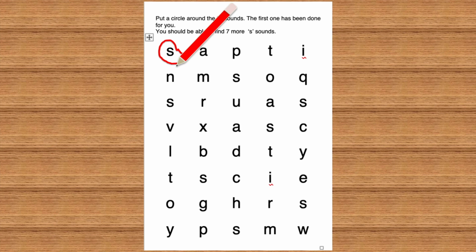In your workbook, you will find a worksheet like this. What you have to do is find all the S sounds and put a circle around them. The first one has been done for you, but can you find the others? And that's our lesson for today. You can carry on practicing writing S sounds in your workbook. I hope you have enjoyed learning about S. See how many S sounds you can find in the rest of the day. See you next time.